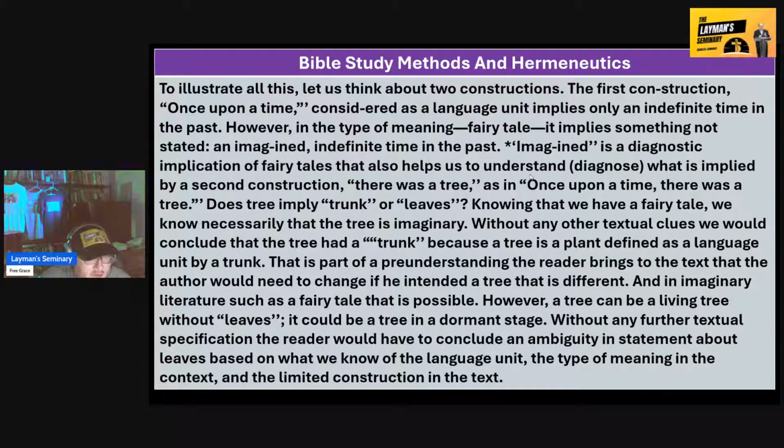However, a tree can be a living tree without leaves. It could be a tree in a dormant stage. Without any further textual specification, the reader would have to conclude an ambiguity in the statement about leaves based on what we know of the language unit, the type of meaning in the context, and the limited construction in the text.